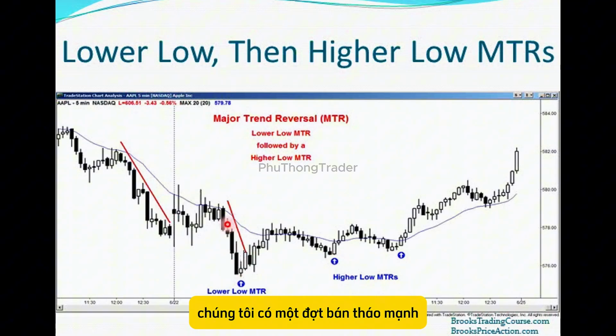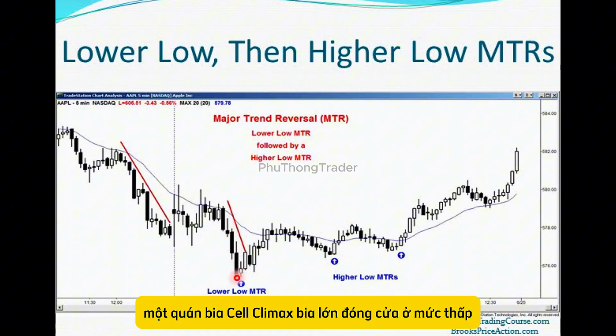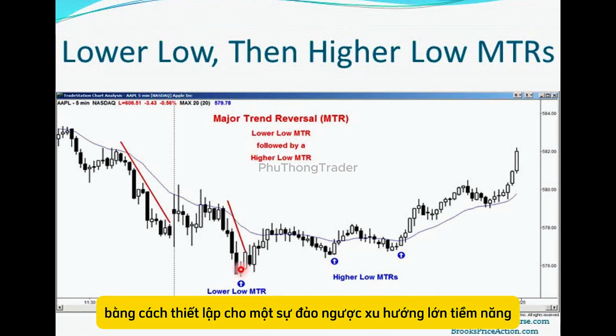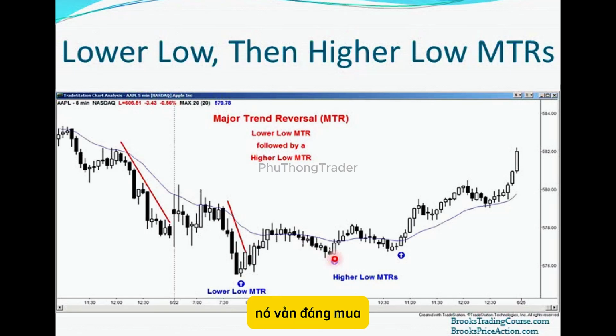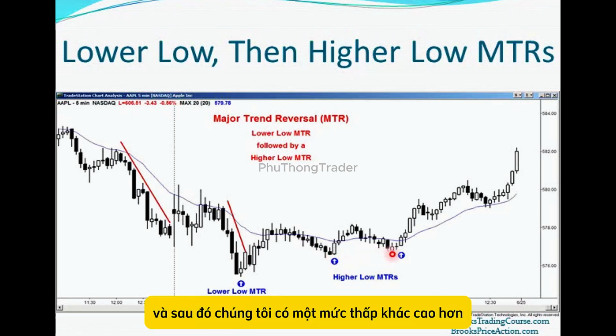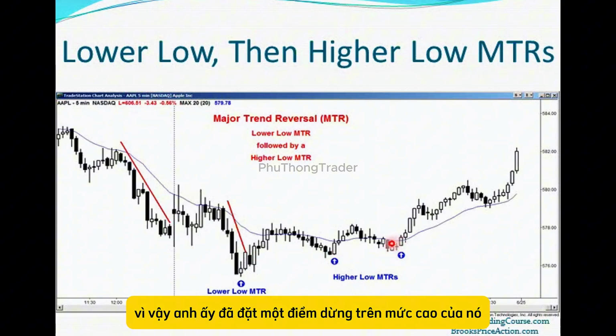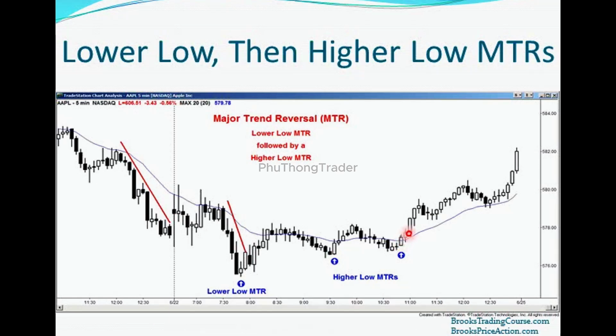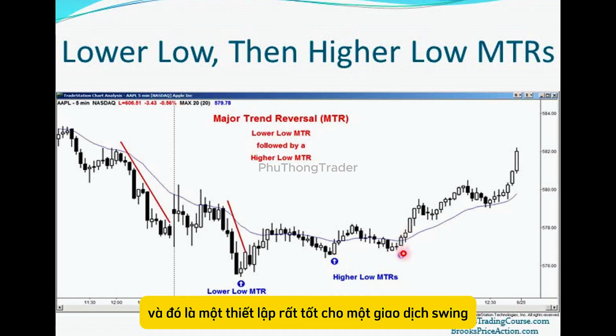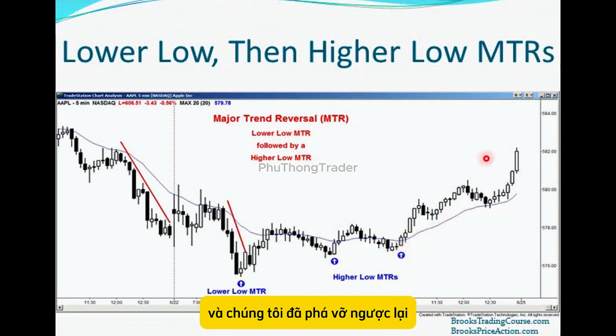We have a strong sell-off, a sell climax, big bear bars closing on the low, and then we have a bull inside bar, a reasonable buy setup for a potential major trend reversal. We have a higher low, not a good signal bar, it's still worth buying, and then we have another higher low, this time with a bull bar. You place a buy stop one tick above its high, did not get filled here, did get filled here, and that's a very good setup for a swing trade, and we broke to the upside.